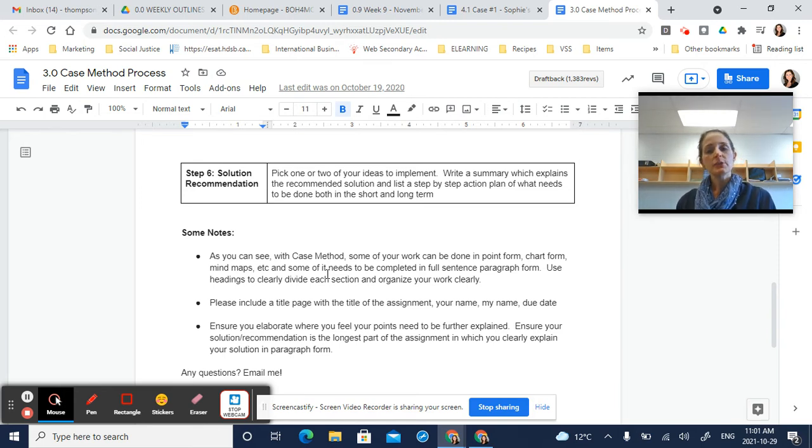Okay, so as you can see, in case methods, some of your work can be long answer, paragraph answer, point form, short, chart form, mind maps, things like that. It can really be anything. Your brainstorms can be done in a mind map. Again, it doesn't all have to be completed in full paragraph sentence form. Please actually don't do that. It's a lot easier to read your case if it's organized well. And because you're the business manager, you can decide how you want to organize your case as long as it's following the flow of case method.